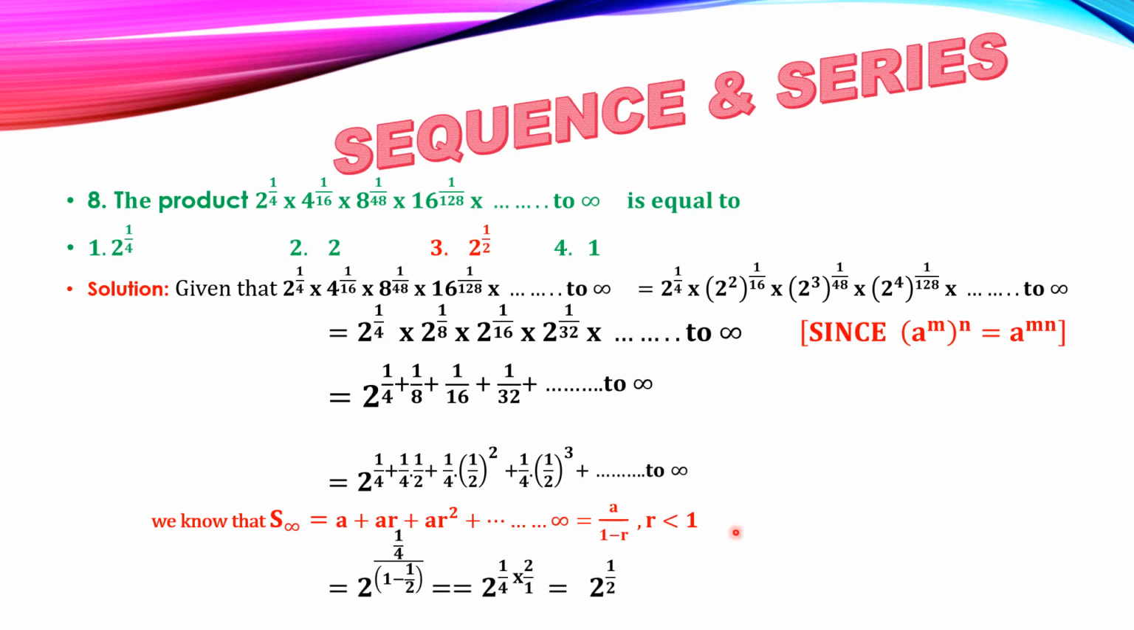Next, the value is 2 power a by 1 minus r, that is 1 by 4 by 1 minus 1 by 2. Now substitute these values in this. Then we get 2 power 1 by 4 into 2 by 1. Now 4 is divided by 2, that is 2 power 1 by 2. So which is in the option 3. This is our solution for this problem.